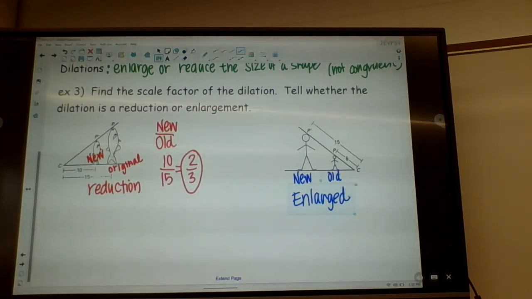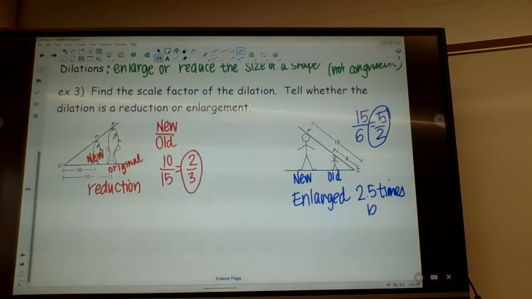So he's enlarged. The new one is 15. The old one was 6, and then I'm just simplifying. So 5 to 2. So this is a 5/2 enlargement, so 2.5 times bigger. And the 2.5 is just a decimal that makes more sense to me than maybe saying 5/2.